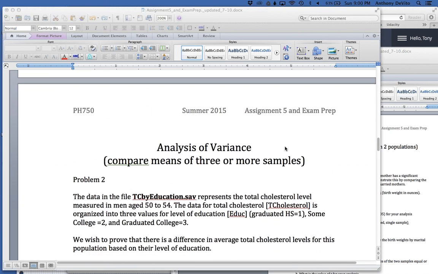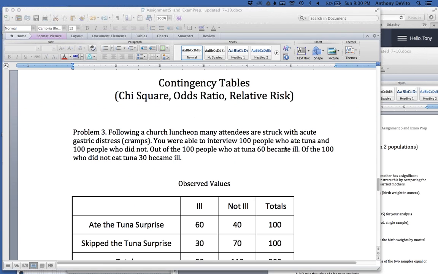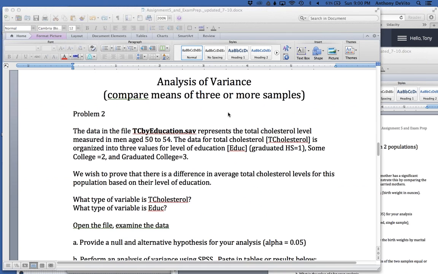As I said, we're going to cover analysis of variance, and we're going to cover contingency tables, which include odds ratio, relative risk, chi-square, and so on and so forth. Now, one of the keys here is what kind of variables we're working with.